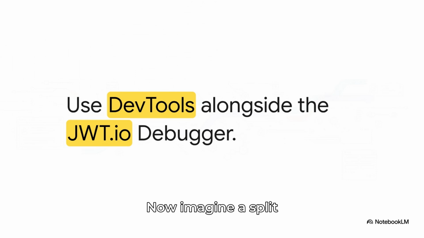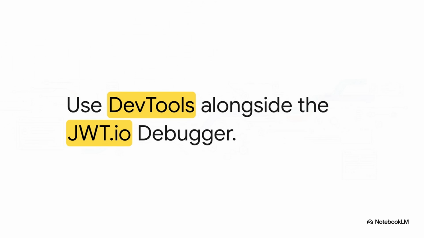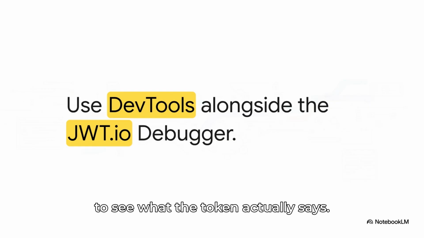Now, imagine a split screen on your monitor. This is going to be our mental model for debugging from here on out. On the left side, we have the DevTools Network tab showing exactly what the browser just sent to the server. And on the right side, we're going to paste that gibberish string into a fantastic tool called the JWT.io debugger to see what the token actually says.